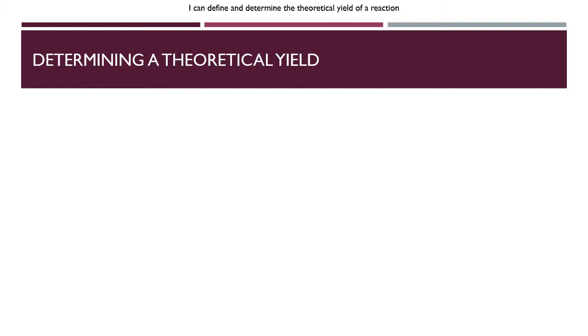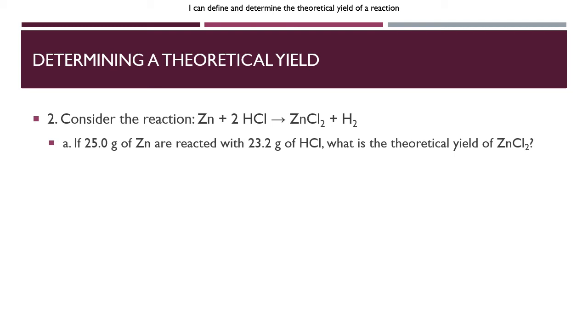Let's see another problem here. Now we'll consider this reaction between zinc and hydrochloric acid. You can see the balanced equation there. The first question: if 25.0 grams of zinc are reacted with 23.2 grams of hydrochloric acid, what is the theoretical yield of zinc chloride, ZnCl2?